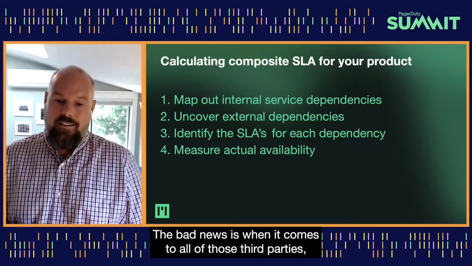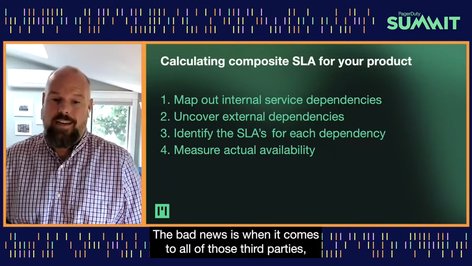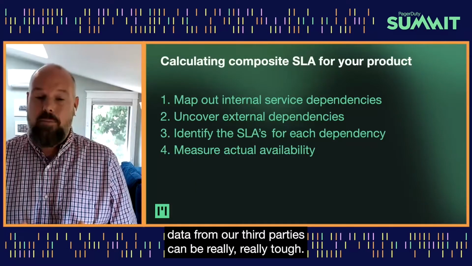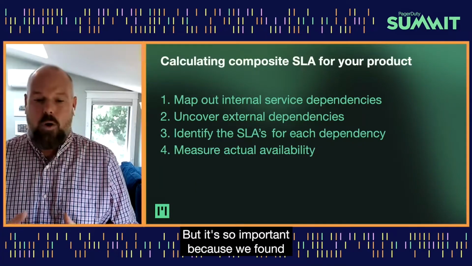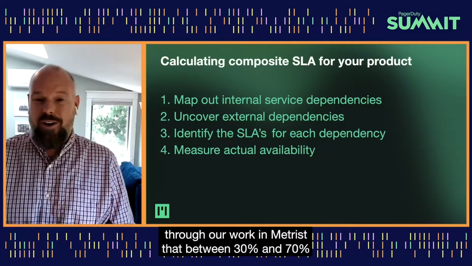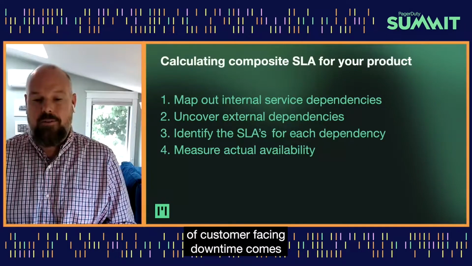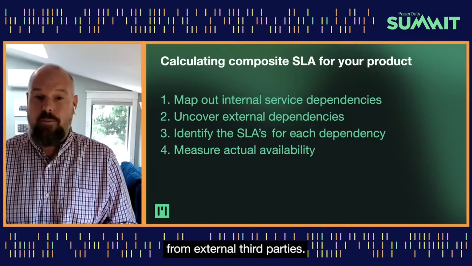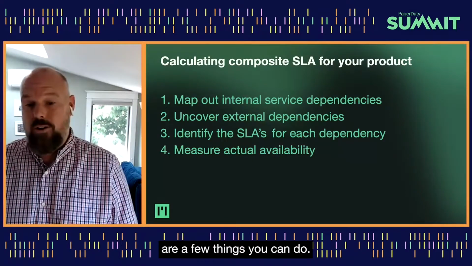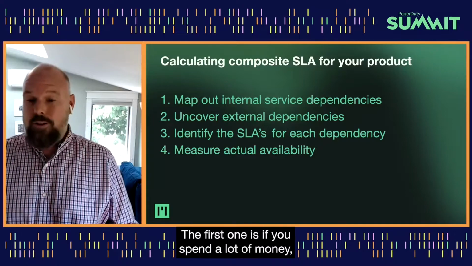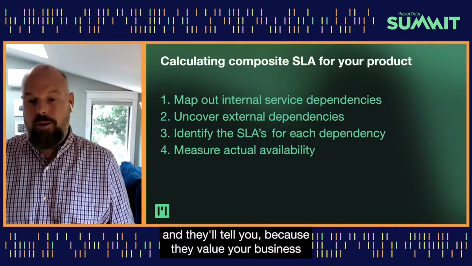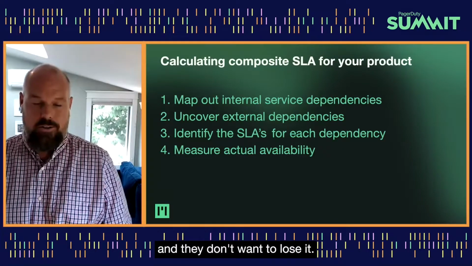The bad news is when it comes to all of those third parties, getting actual performance and availability data from our third parties can be really, really tough. But it's so important because we found through our work at Metrist that between 30 and 70% of customer-facing downtime comes from external third parties. So while it can be hard to get, there are a few things you can do. The first one is if you spend a lot of money, you could probably just ask your sales rep or your TAM, and they'll tell you because they value your business and they don't want to lose it.